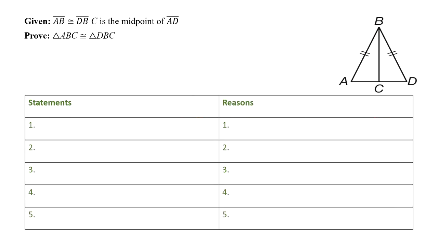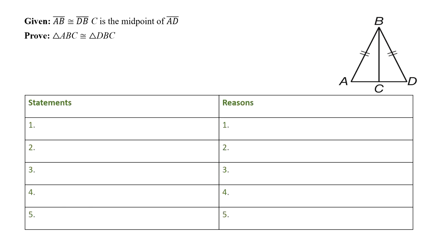Okay, so I have a proof. We're going to walk through this one together, then you'll work on the next one yourself. So we're told that AB is congruent to DB. We're also told that C is the midpoint of segment AD. We have to prove that those two smaller triangles are congruent.